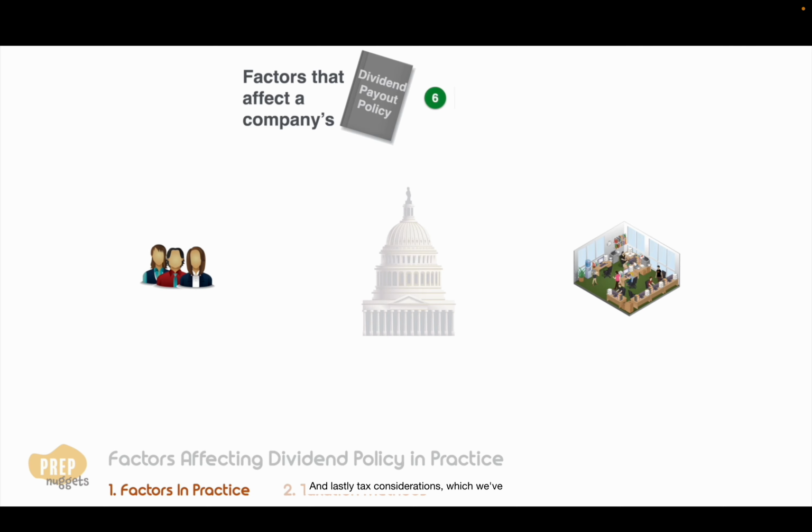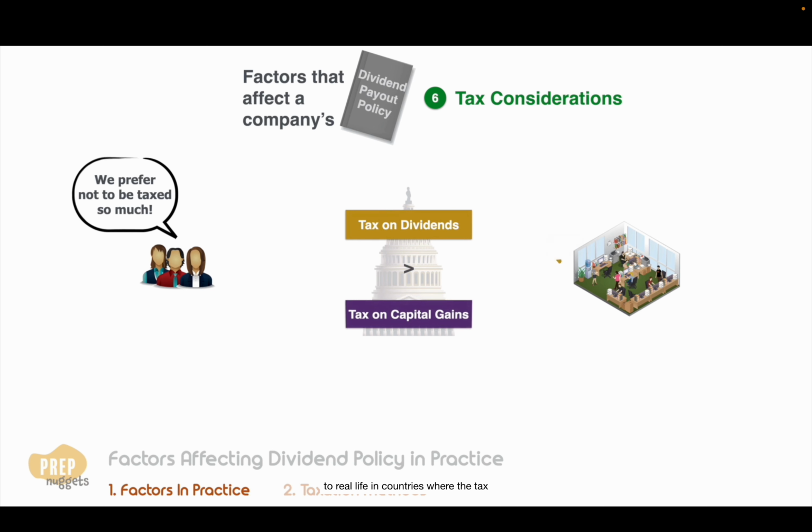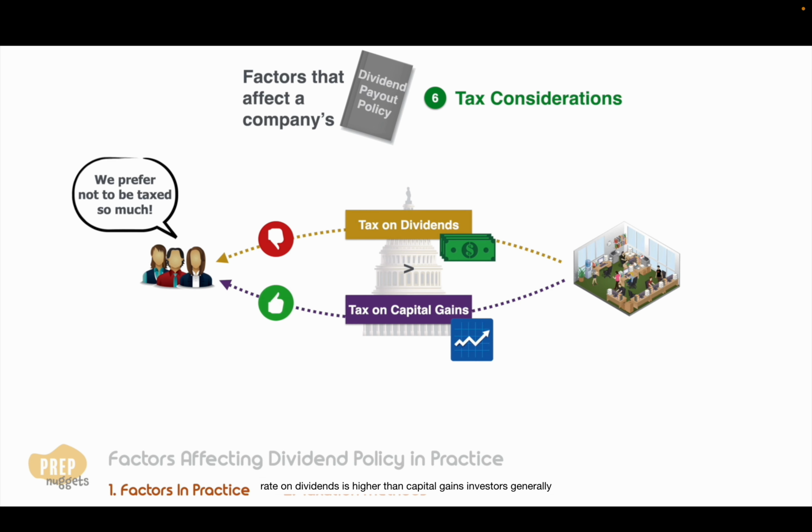And lastly, tax considerations, which we've learned earlier under the theories of dividend policy that investors avoid higher taxes. Apparently, this theory of tax avoidance translates to real life. In countries where the tax rate on dividends is higher than capital gains, investors generally avoid high dividend stocks.